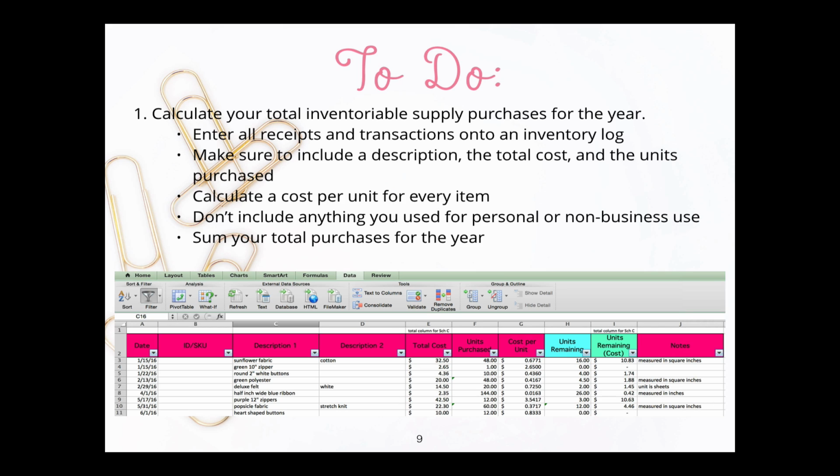You'll want to break these entries down item by item. So don't just dump one receipt onto an entire line on your log. It needs to be material by material. And the total cost of the item should include any discounts that were applied, any sales tax you paid, or shipping paid if applicable. Now, later on in the next step, to determine the cost of what you have left at the end of the year, you'll end up needing to know the cost per unit of what you paid for.